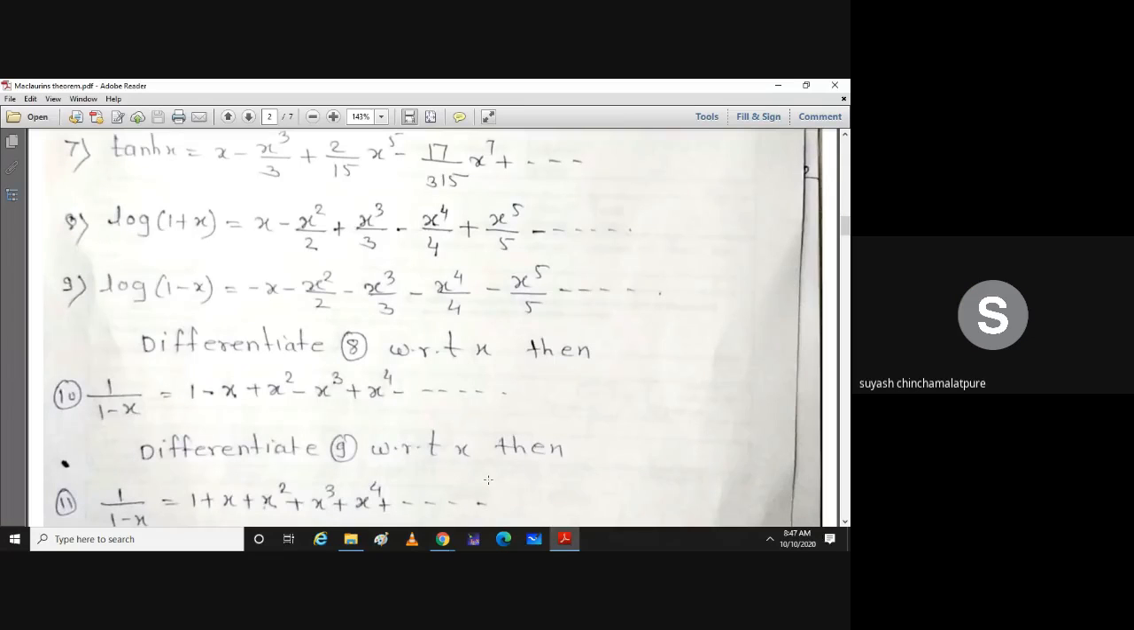So you said there was some mistake in one of those. Can you repeat that? The tenth one. Yes, sir. Differentiate. So differentiation of log of 1 plus x is 1 upon 1 plus x. Yes, sir.